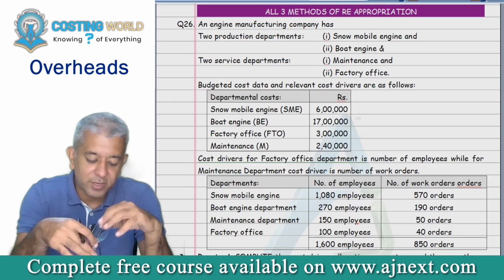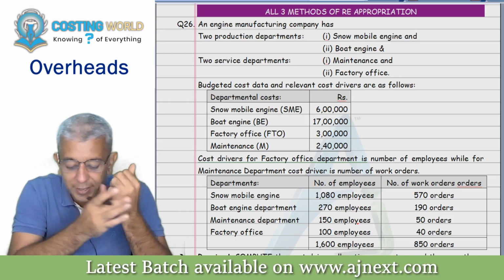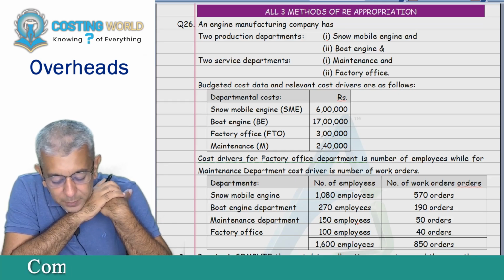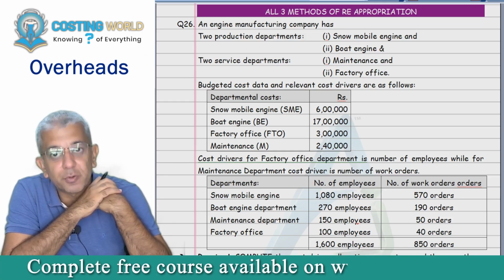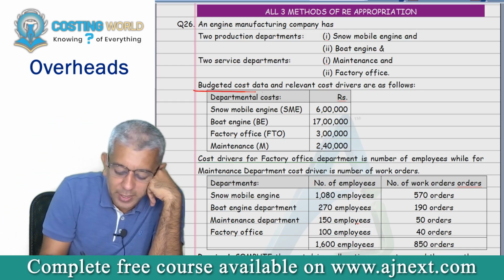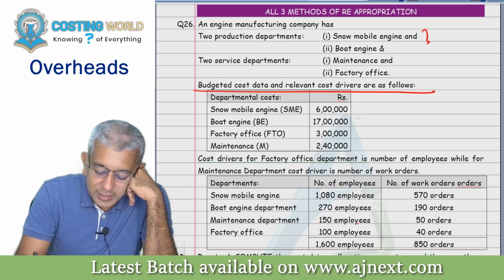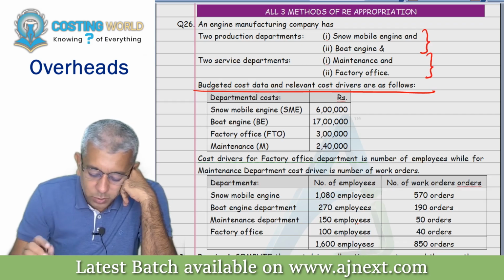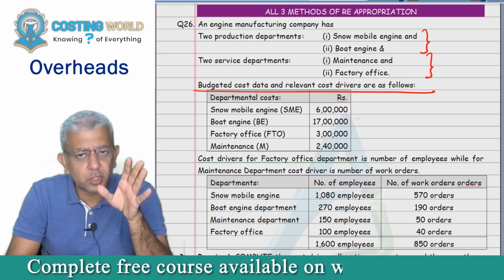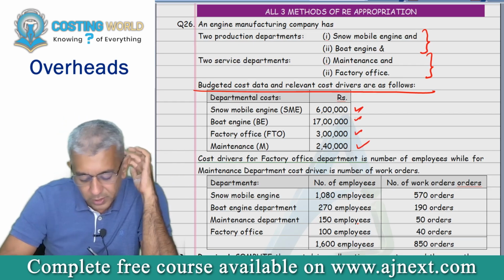An engine manufacturing company has two production departments, snowmobile engine and boat engine, and two servicing departments, maintenance and factory office. Okay, budgeted cost data and relevant cost drivers are as follows. See, these are the two production departments, these are the two service departments. Departmental cost. So they have done the allocation, they have done the apportionment, and they have given you the cost: 6 lakhs, 17 lakhs, 3 lakhs, 2 lakh 40.